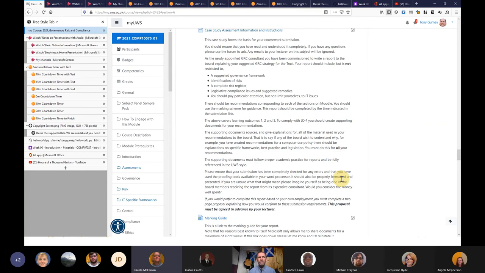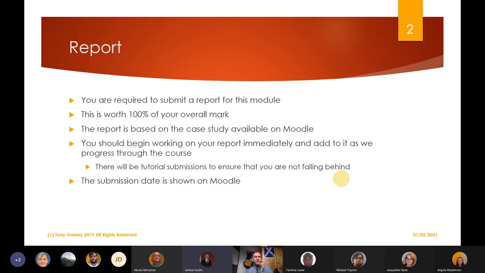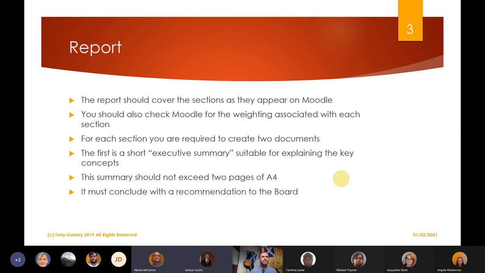Okay, is that all clear? So I'll update the marking scheme and I'll update the turn it in date, but as I say, last day of term in essence.